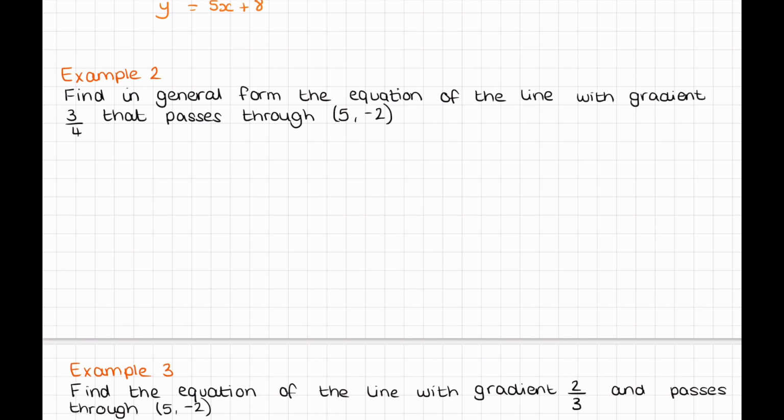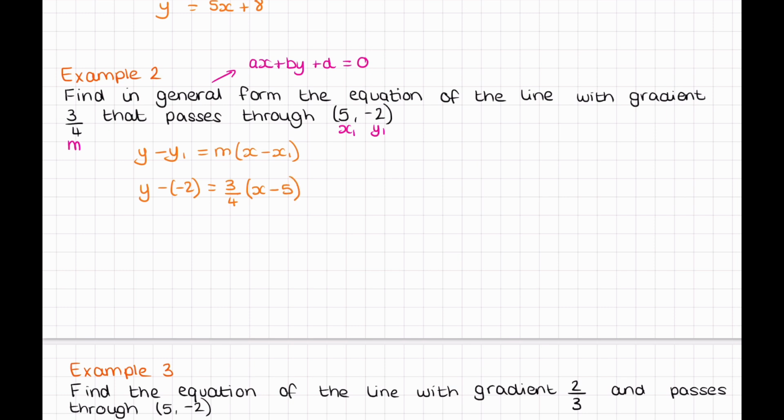Example 2, find in general form the equation of the line with gradient 3/4 that passes through (5, -2). General form, that is the ax plus by plus d equals 0. I'm going to do it in this way because that's how IB would expect it to be done. But once again, I'm still going to start with my point gradient form. I have my gradient, which is 3/4, and I have my point, my x1 and my y1. And so I can substitute them in. We'll have y plus 2 equals our gradient, 3/4, bracket x minus 5.